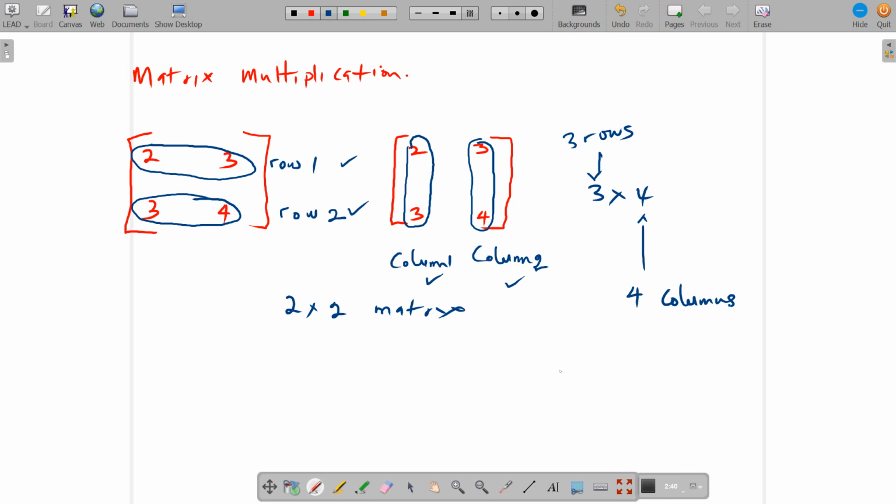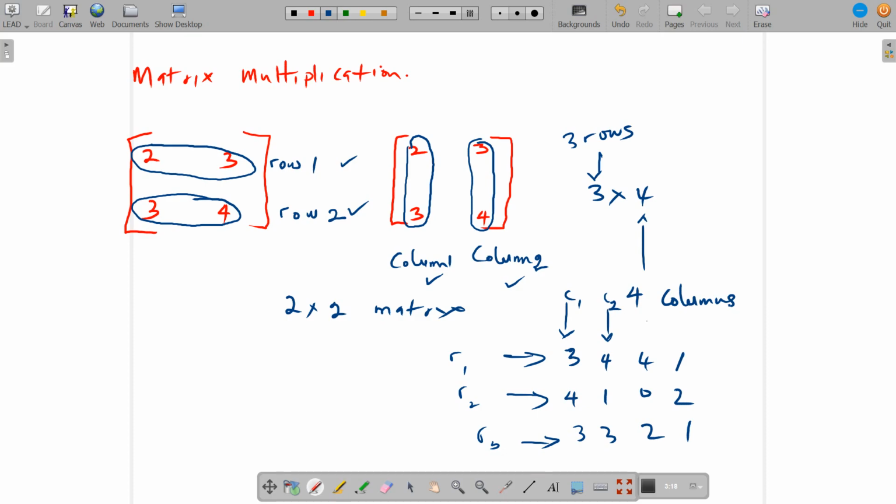So for instance, we can have three rows, which means we have row one, row two, row three, and it's going to have four columns. So that row one will have four items in it. So 3, 4, 4, 1, then 4, 1, 0, 2, then 3, 3, 2, 1. So you can count the number of rows, row one, row two, row three. We can call it R1, R2, R3. Then here we have column one, column two, column three, then column four.